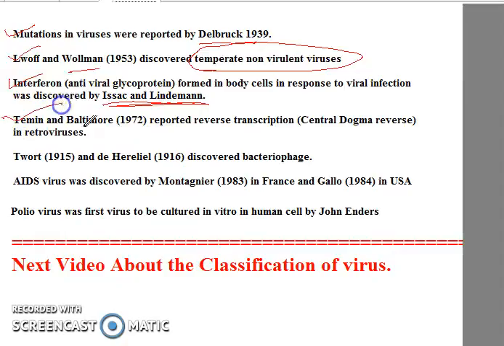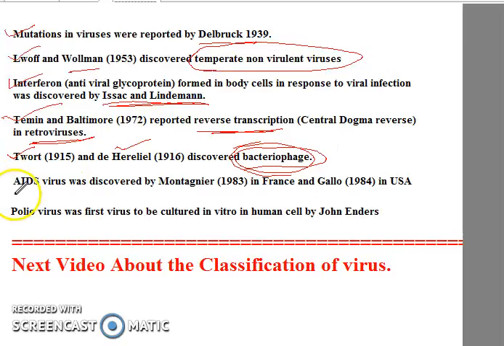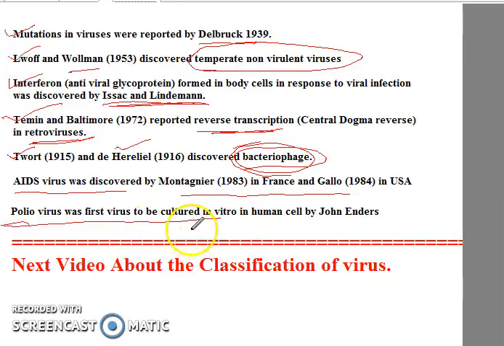And later Temin and Baltimore reported reverse transcription, which is found in the HIV virus, called a retrovirus. Twort and d'Herelle, the scientists, discovered bacteriophage, that means a virus infecting bacteria. And the poliovirus was the first virus to be cultured in vitro in human cells, by John Enders.